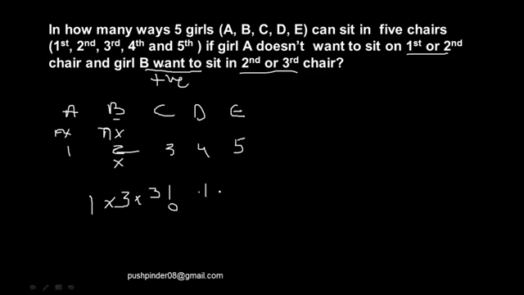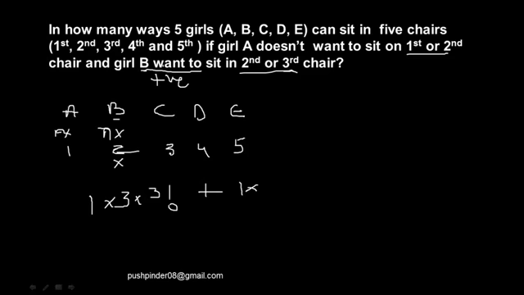Now let's add another case. Now let's make girl B sit on the third chair. How many ways to do that? Just one way to do that. We want to make girl B sit on one chair, so one way to do that. Now let's see how many choices girl A has.